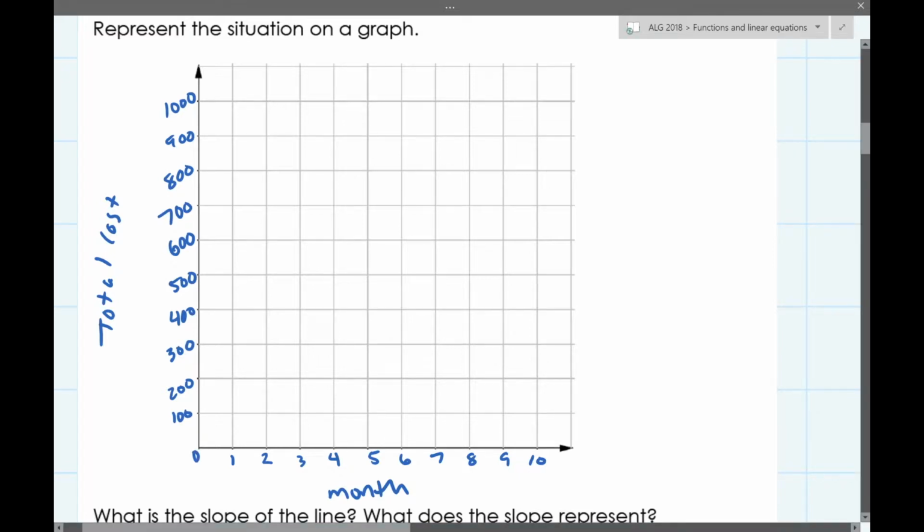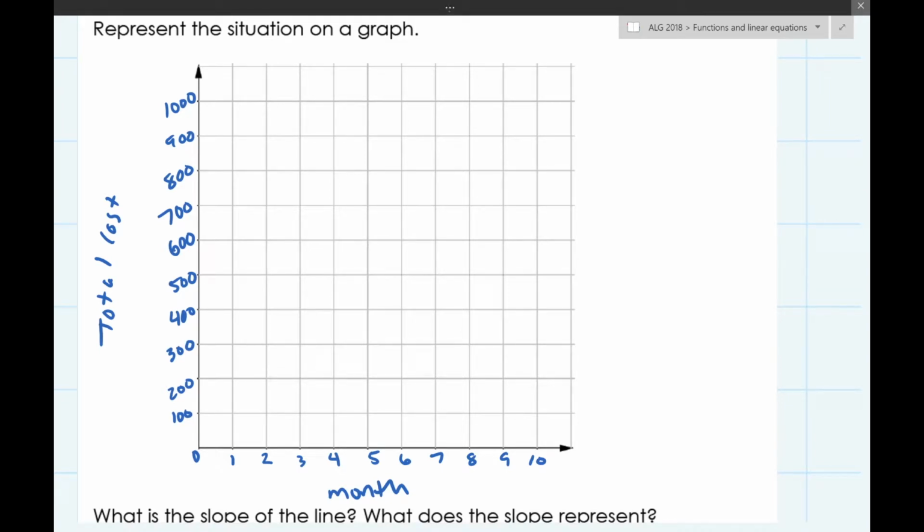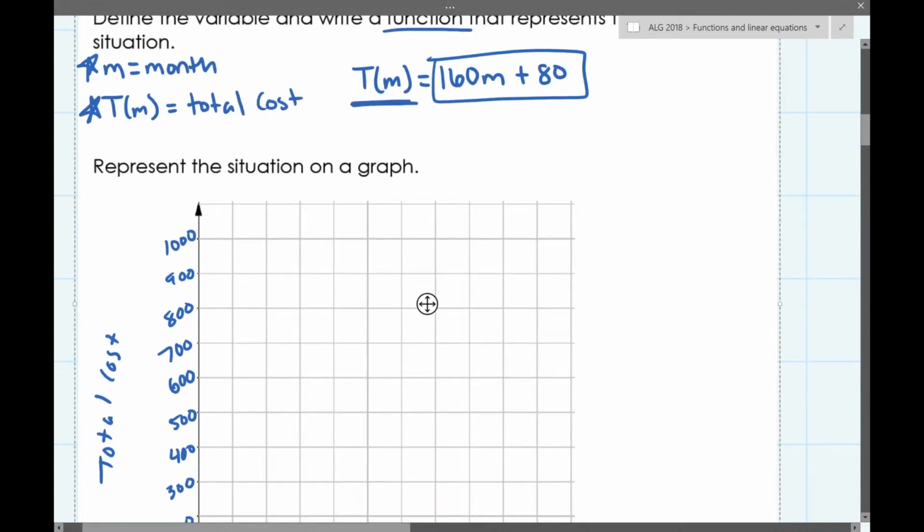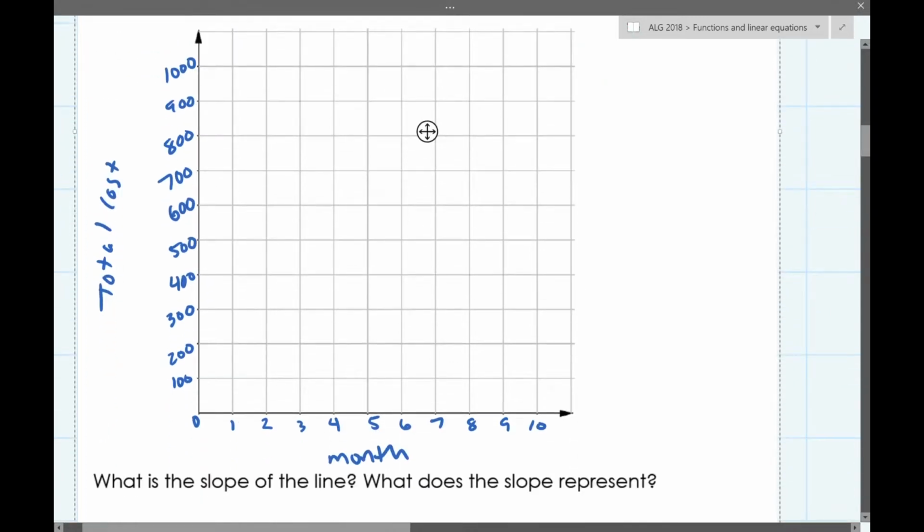In the corner is always 0. Alright, so now let's graph this. So, if I were to graph it at 0, what would my charge be? So if I put 0 in for month, how much am I going to pay no matter what? Well, I'm going to have to pay that activation fee, which is $80. So the first dot is going to be 80. Okay.